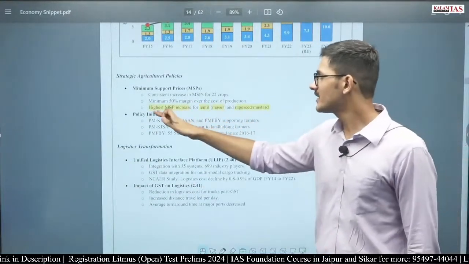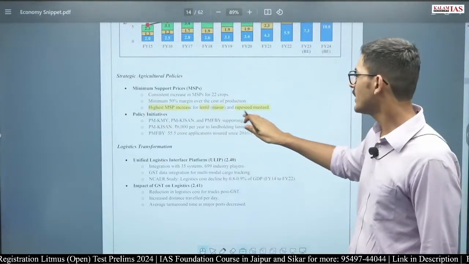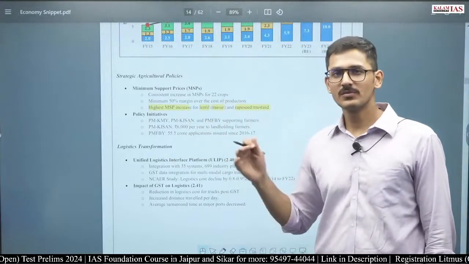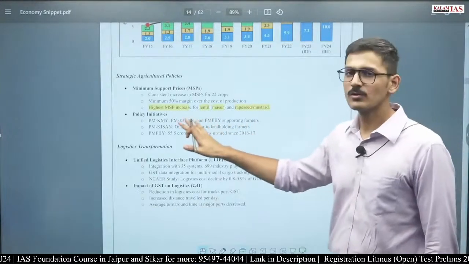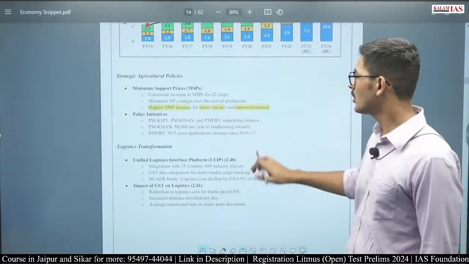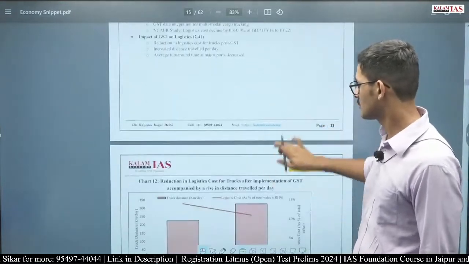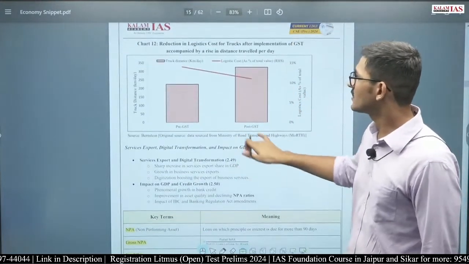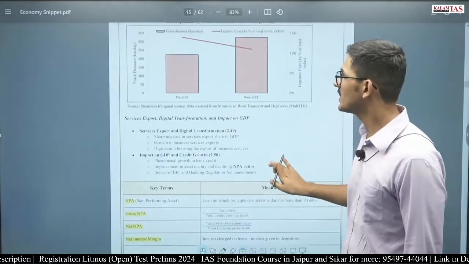Now one of the data given in the report was highest MSP increase is for lentil, masoor and rapeseed mustard. You do not have to know more than that. What is the amount, which crop has what amount, you do not have to know in detail. What you have to know, that highest MSP increase is in the lentil, that is masoor, or rapeseed mustard. This is not very important. After GST, the truck distance has increased and logistic cost as a percentage of GDP has reduced.